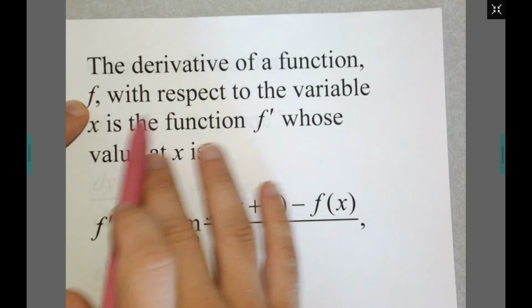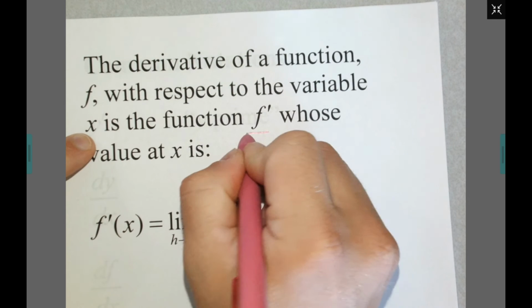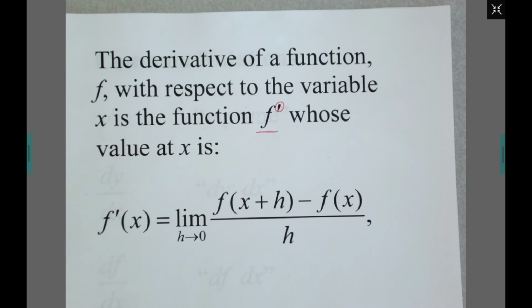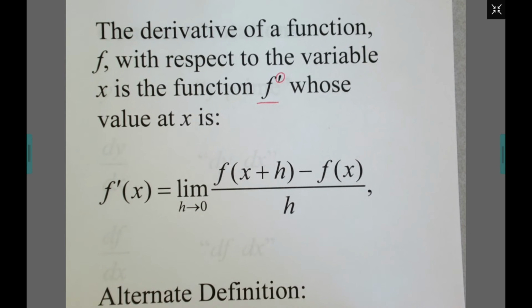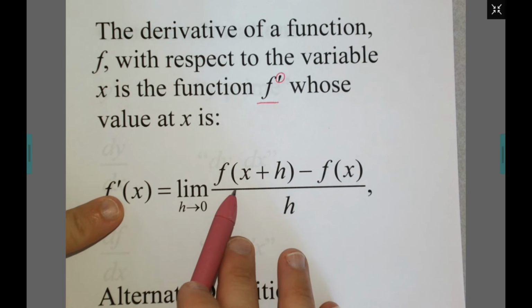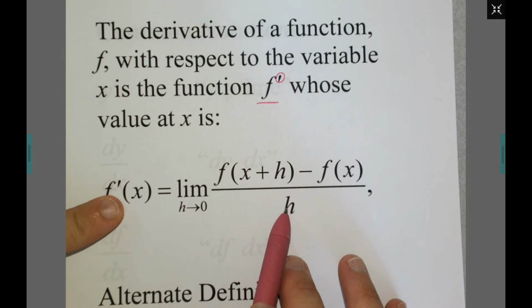The derivative function of f with respect to the variable x is the function f prime. So we're going to look at notations here in a second, but if you see an apostrophe, dead giveaway, we're taking a derivative. Our formula for that is f prime of x equals the limit as h goes to 0 of f of x plus h minus f of x all over h.